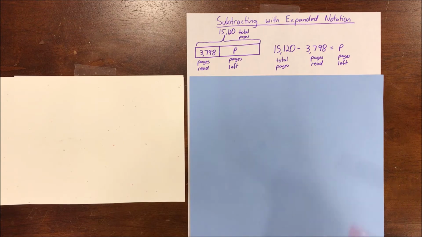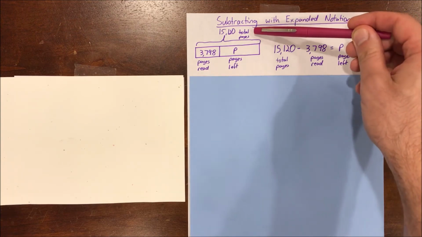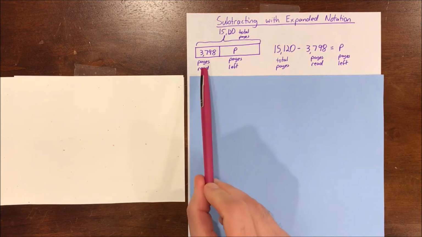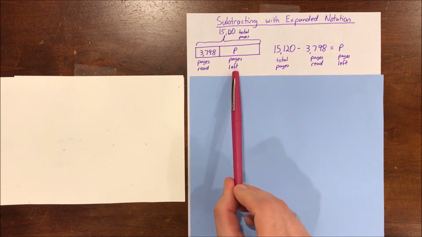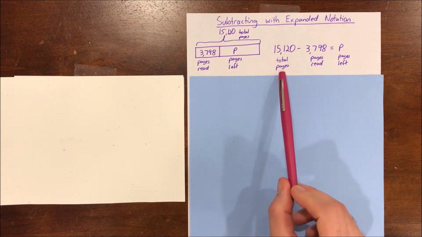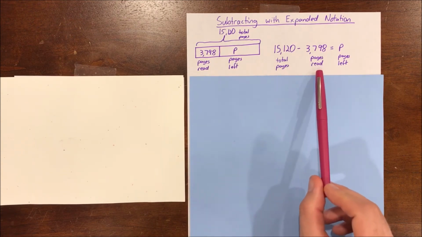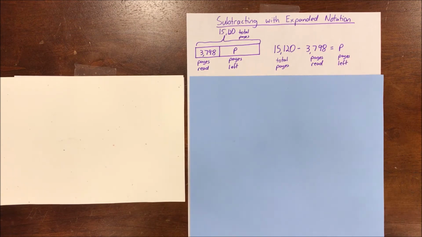Yeah, it has to show that there's a total number of pages, and then there's two parts, the pages she's read and the pages that she has left. So if you take the total pages and you take away the pages that have already been read, that will leave you with the part that is the pages that she has left.